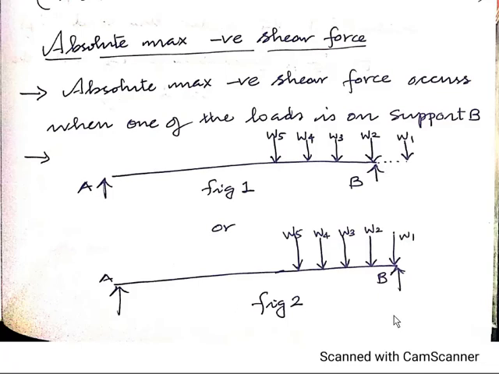And in the second figure, all the loads are on the beam. The first load is on the support B. So any of these positions again will give the absolute maximum negative shear force on the beam. So again we need to do trials to arrive at the actual load position.